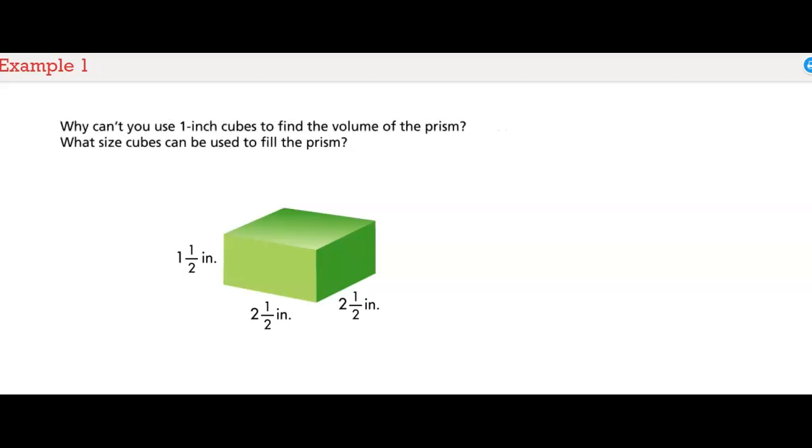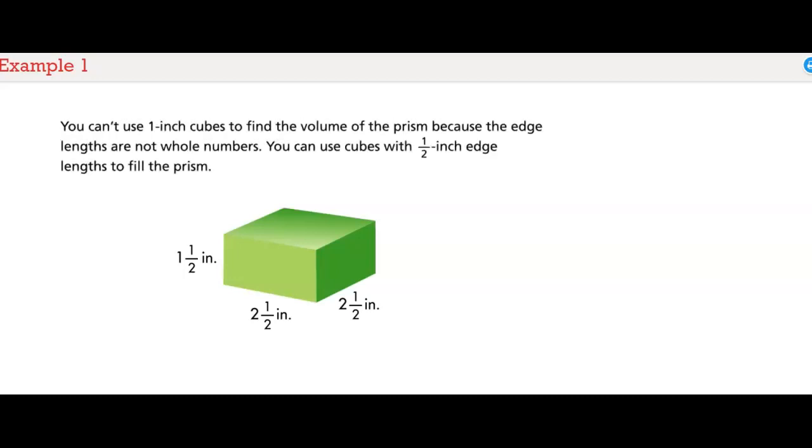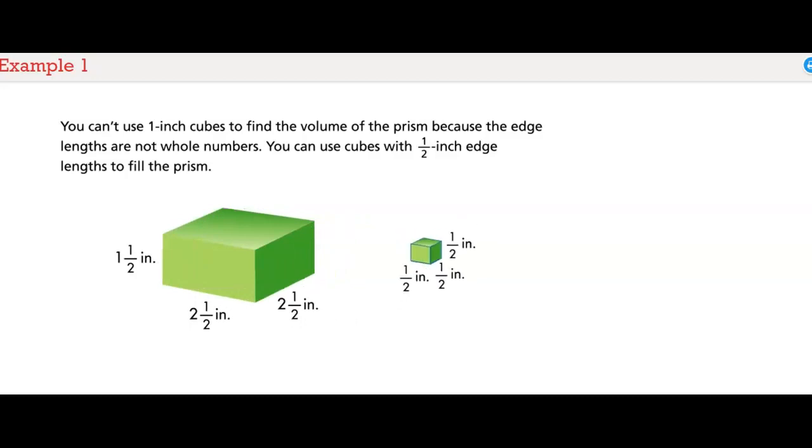Why can't you use 1-inch cubes to find the volume of the prism? What size cubes can be used to fill the prism? You can't use 1-inch cubes to find the volume of the prism because the edge lengths are not whole numbers. You can use cubes with 1/2-inch edge lengths to fill the prism.